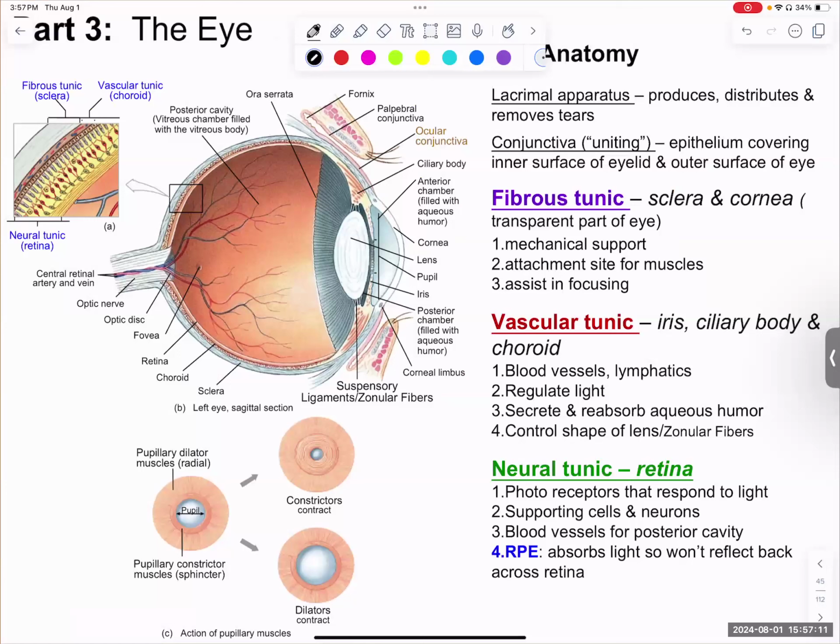All right, I'm going to finish up there. Next lecture, we're going to get into the eye.